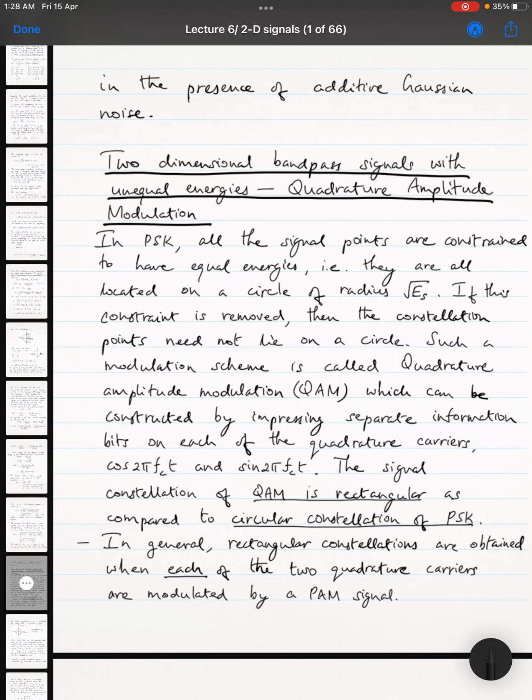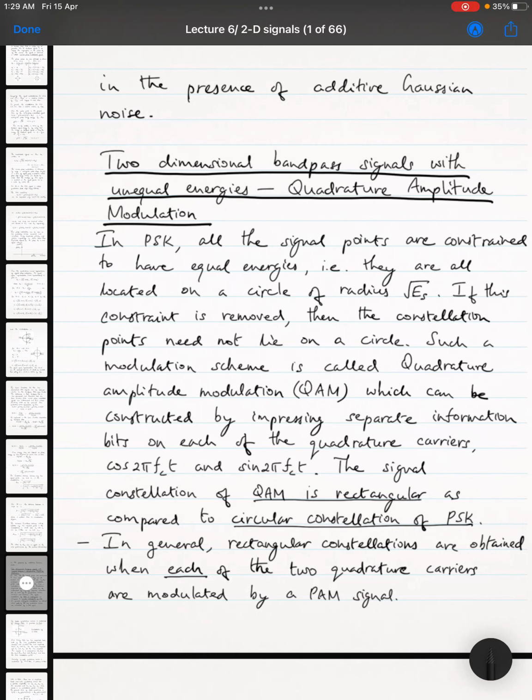Okay, so basically what happens in QAM is that the two quadrature components, cosine and sine, as I mentioned earlier, are each modulated separately by a different PAM signal. So we have a binary PAM signal, for example, modulating the cosine component, and a binary PAM signal modulating the sine component. So there are two parallel streams of data, or in case of binary, two parallel bit streams containing zeros and ones. One bit stream is modulating the cosine component, and the other bit stream is modulating the sine component.